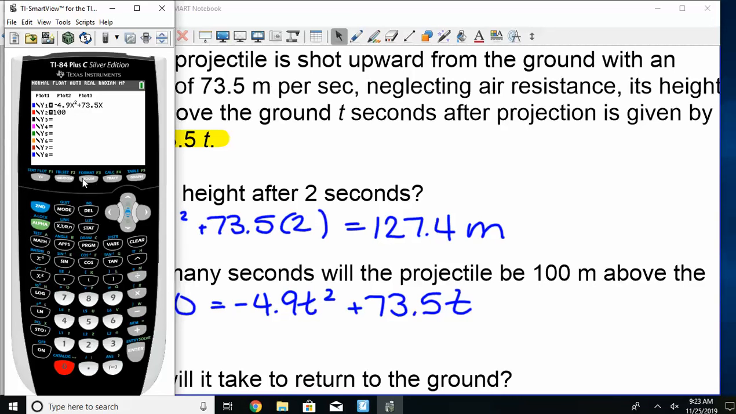Alright, let's adjust our window. My x's, I don't really know what kind of x value we need. Let's leave those for a minute. Let's make our y min 0, and our y max, we're going up to 100, so let's make it 150. And I'm just going to count by 10. So my y min 0, y max 150, y scale 10. It's not necessarily a right or wrong, but I'm just trying to get a window that'll show me what I need. Certainly doesn't show me the entire parabola, does it? But it shows me what I need.